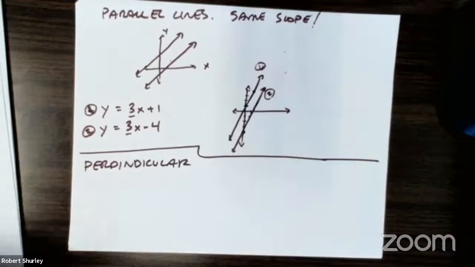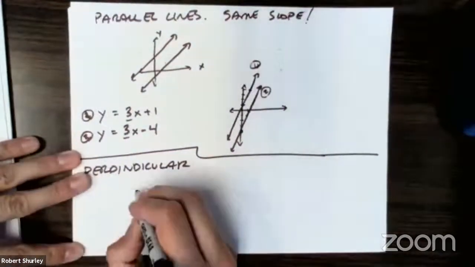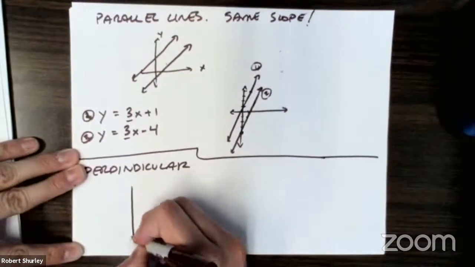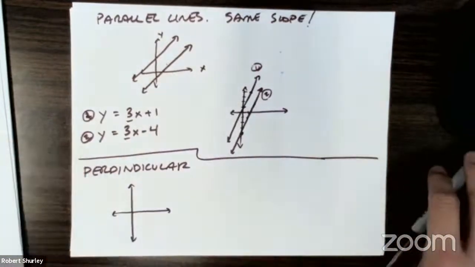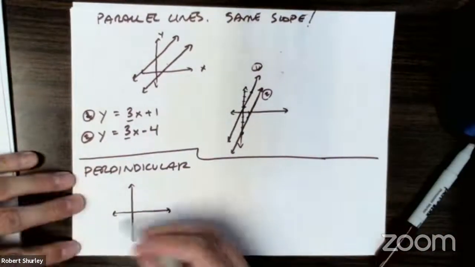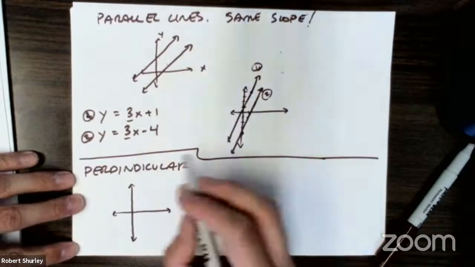Perpendicular lines, they do cross, right? And they cross in a very special way. They cross at a 90-degree angle, okay? So if I wanted to graph two perpendicular lines, let's use a different color. Actually, the x and the y-axis are good examples of perpendicular lines.